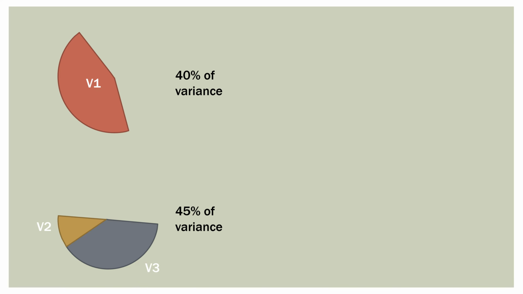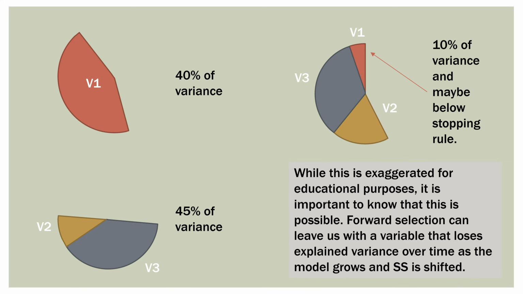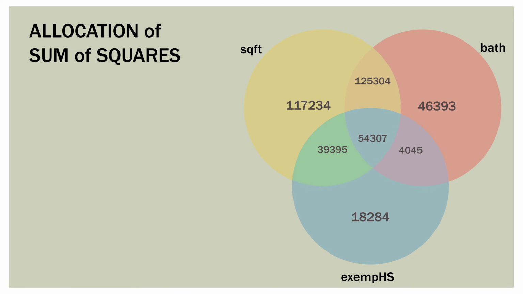Now, what could potentially happen? It could be the case once we have all three variables in there, the importance of variable 1 decreases dramatically, at least conceptually. So while this is exaggerated for this educational purpose, it is important to know that this kind of thing is possible. So forward selection can leave us with a variable that loses explained variance over time as the model grows and the sum of squares is shifted around based on the relationships between all the independent feature variables and the target variable.